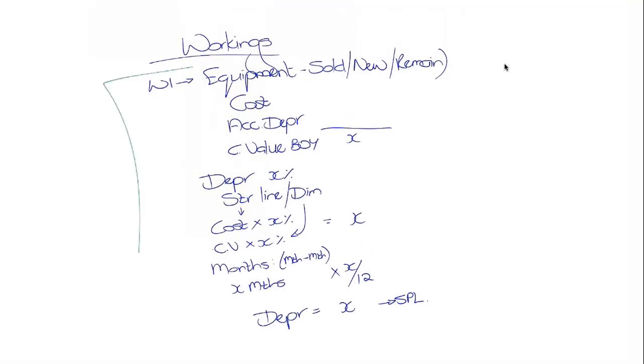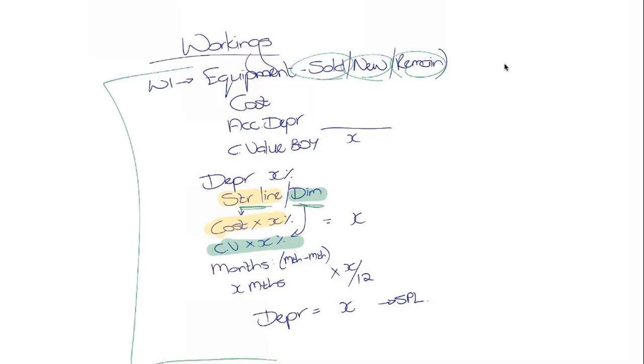So for every one of your asset depreciation calculations, you'll see you have little labels: old, sold, new, or remaining. Always calculate your carrying value at the beginning of the year. Always write down what your depreciation is, and you'll see here that I have said if you straight line, then it's cost times your percentage. And if it is diminishing balance, then it is carrying amount times your percentage, and then calculate your months. So the more consistent that you learn to do these calculations, the more likely you are to get marks.